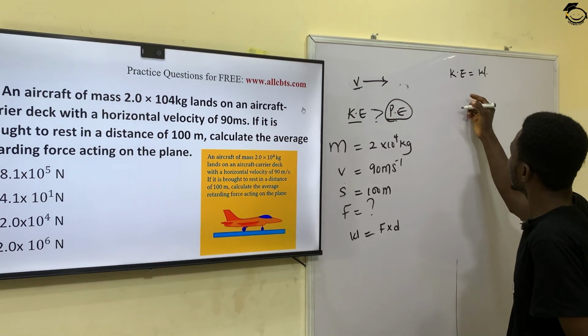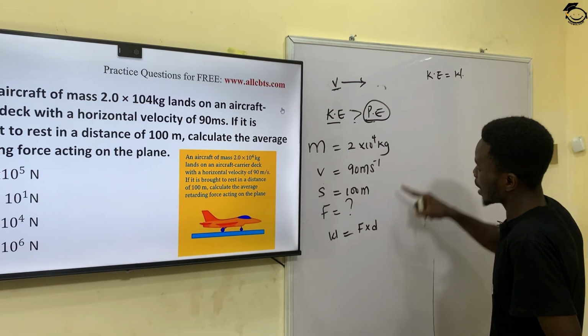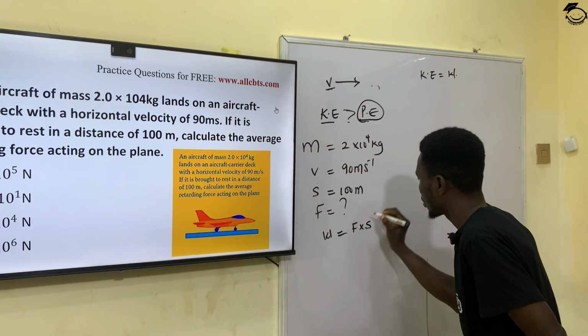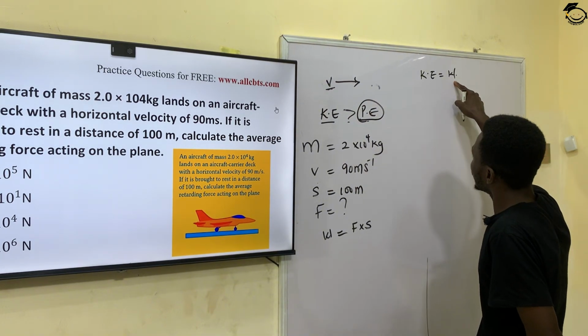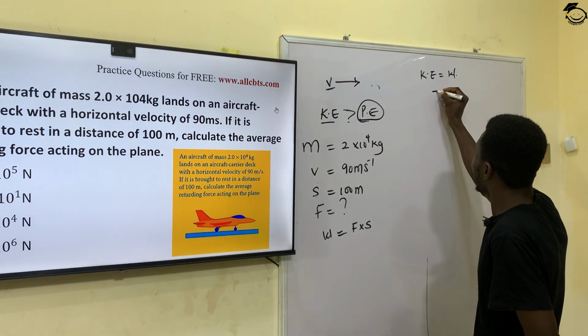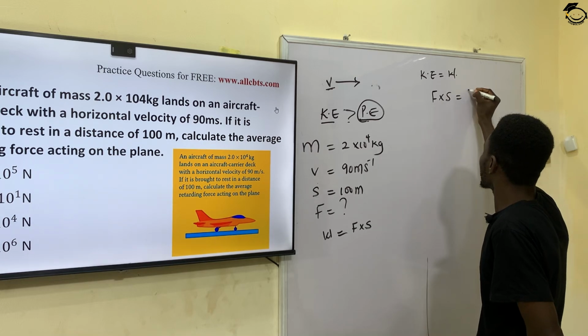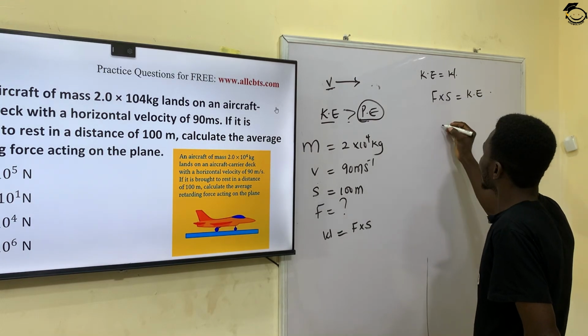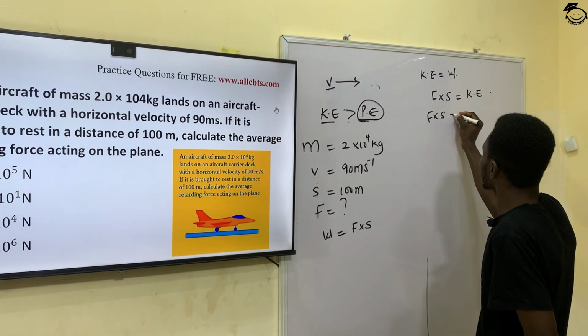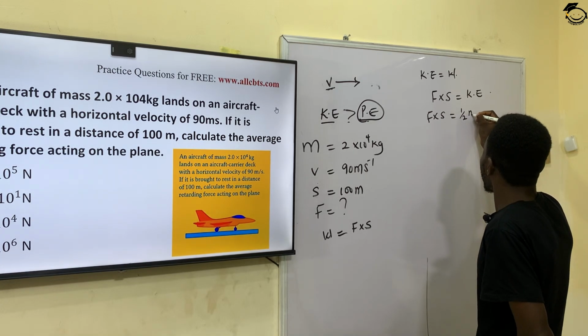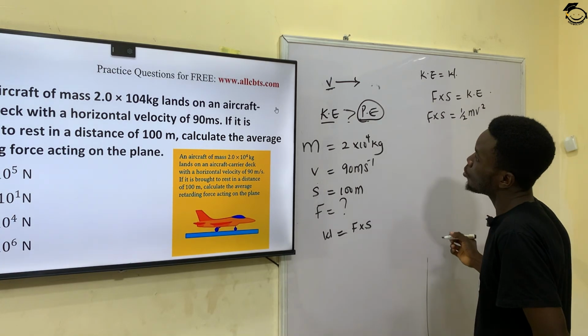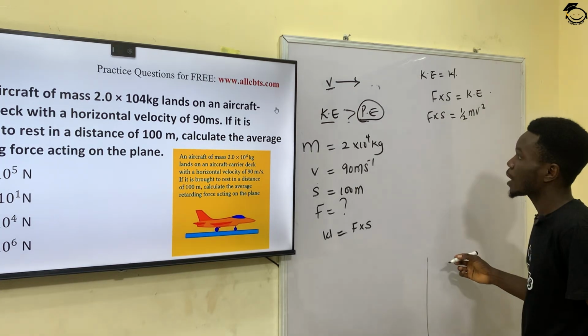So if my work done is equal to force times distance, and my kinetic energy is also equal to work done, this means that force times distance is equal to kinetic energy. And that means that my force times distance is equal to half mv squared. So we're going to use this formula to find out what our force is.